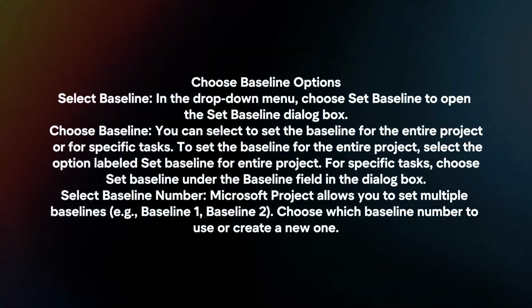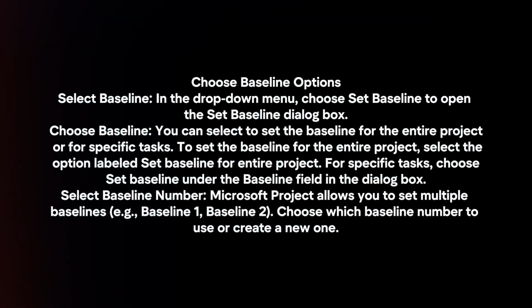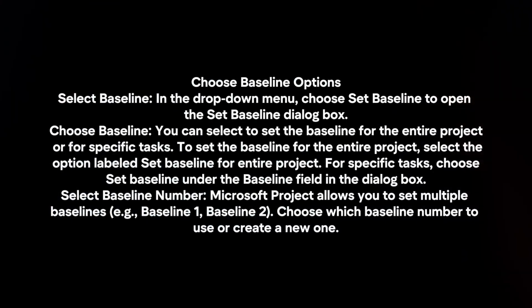Select Baseline Number. Microsoft Project allows you to set multiple baselines. Choose which baseline number to use or create a new one. Save baseline. After selecting your options, click OK to save the baseline. Microsoft Project will now store this baseline data for comparison with actual project progress.